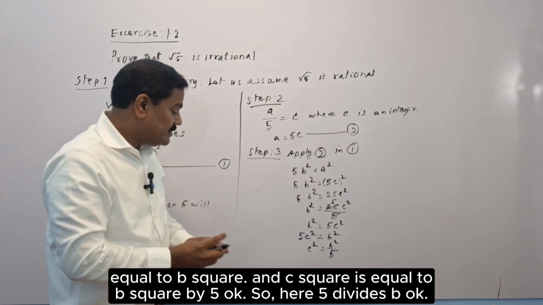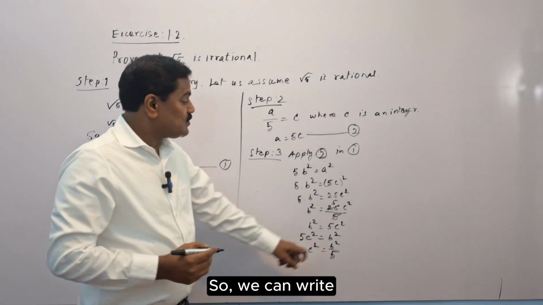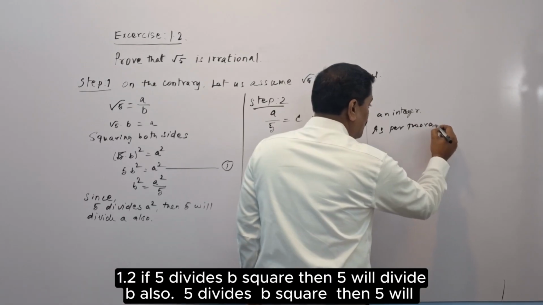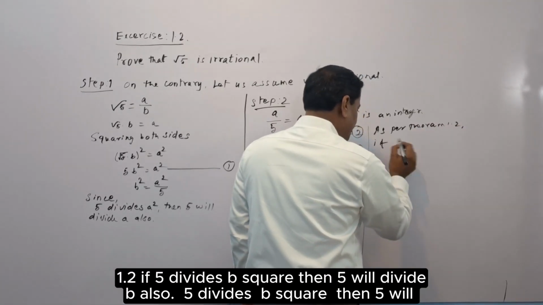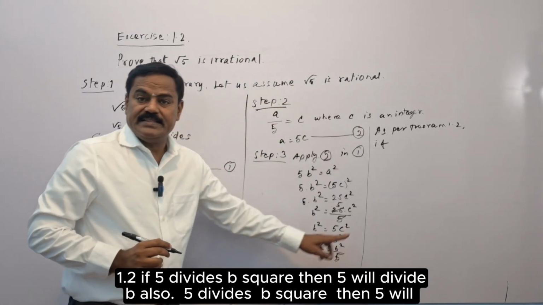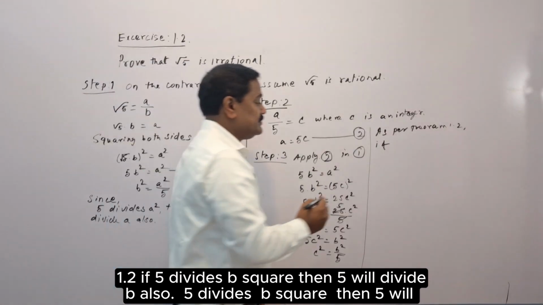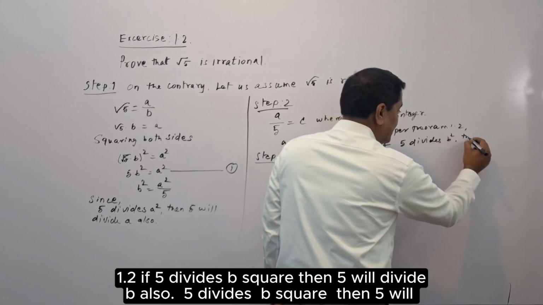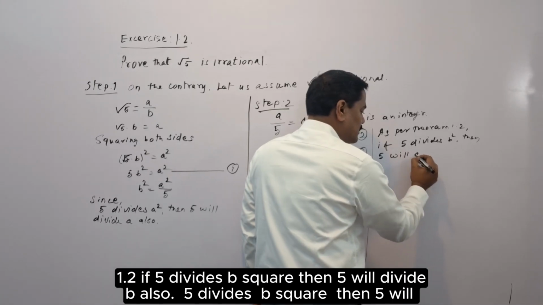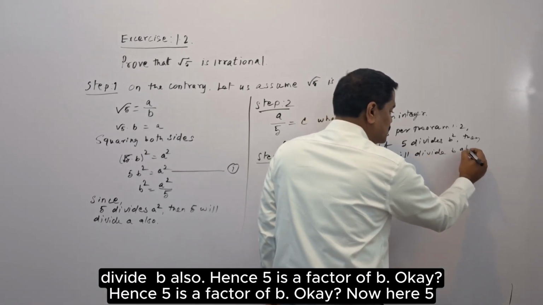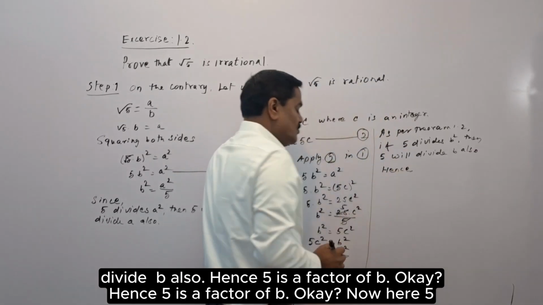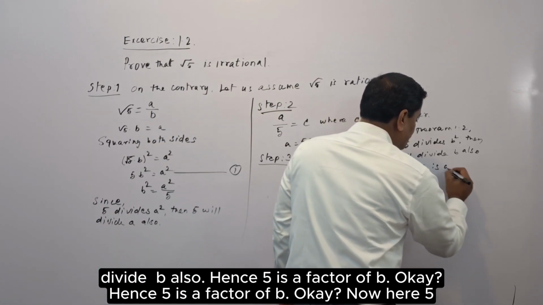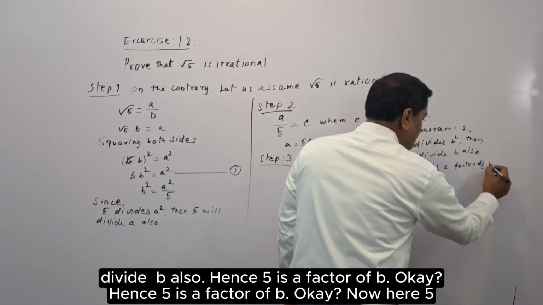So here 5 divides b square. As per theorem 1.2, if 5 divides b square, then 5 will divide b also. Hence, 5 is a factor of b.